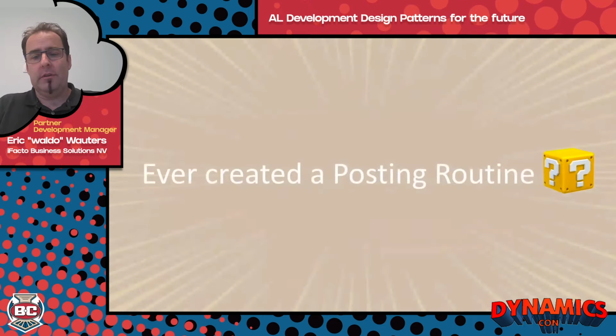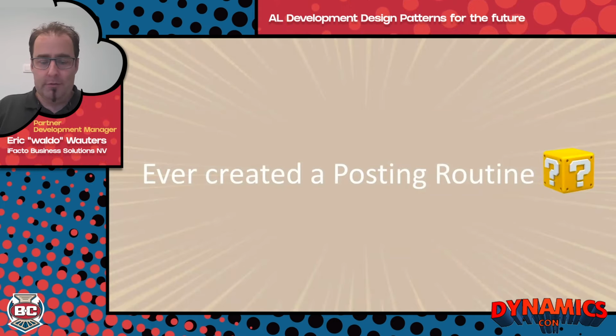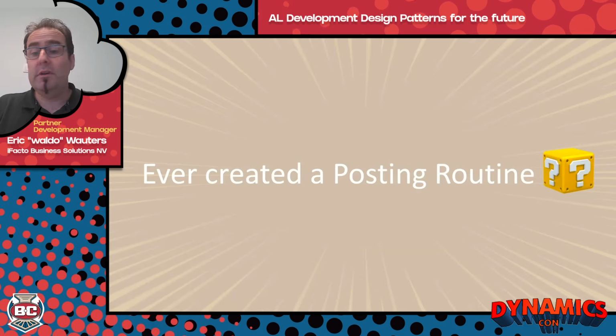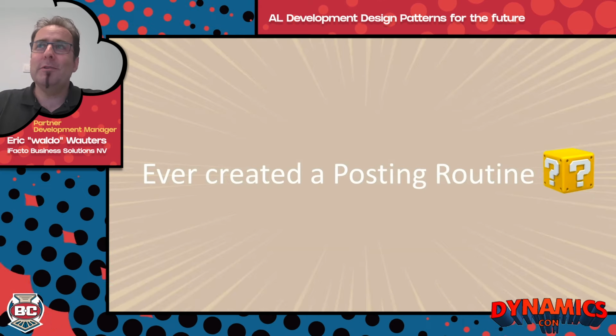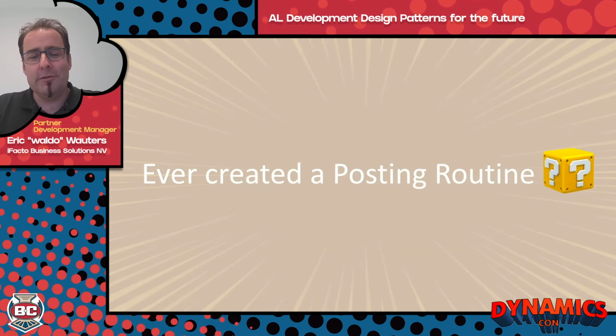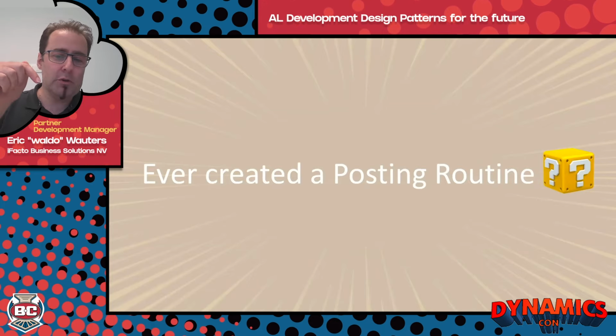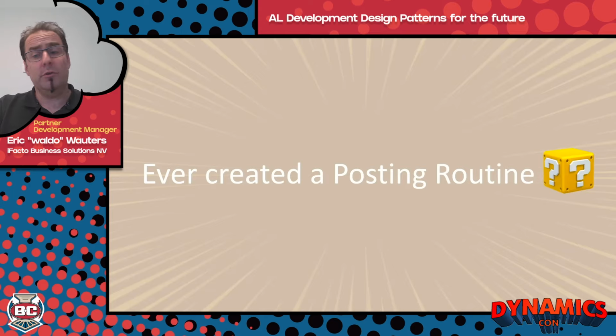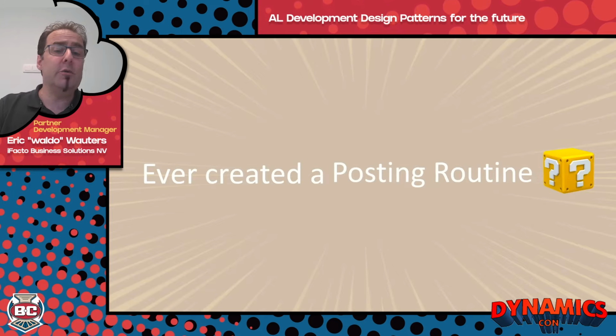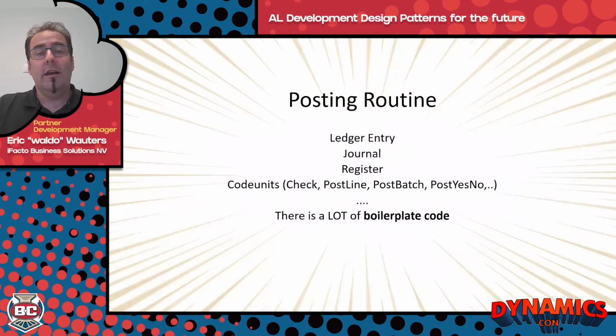Now, I want to build a little bit on this. We have an entire collection, and I'm talking about maybe 50 or 60 design patterns already being described in a wiki for you. But what about this one problem, this one thing that's actually a collection of a lot of things? What about posting routines? You must have seen it. When you press post on a document, this post is actually going to create a journal, which is going to go through a series of codeunits, like the check line and the post batch.